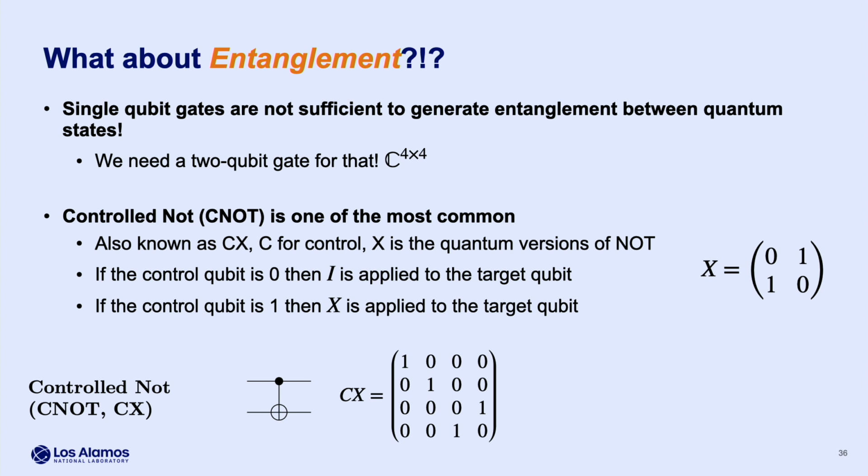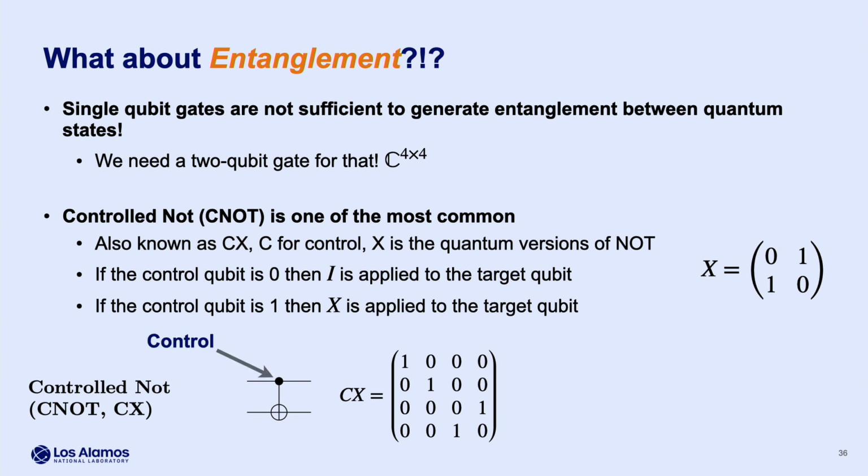Why is it called controlled NOT? It's also called CX, for C for control and X for the quantum NOT gate, which I introduced before. It's written like this, a line that crosses two qubits with a little circle and a big circle and a little circle. It has this particular structure. But what does it do?